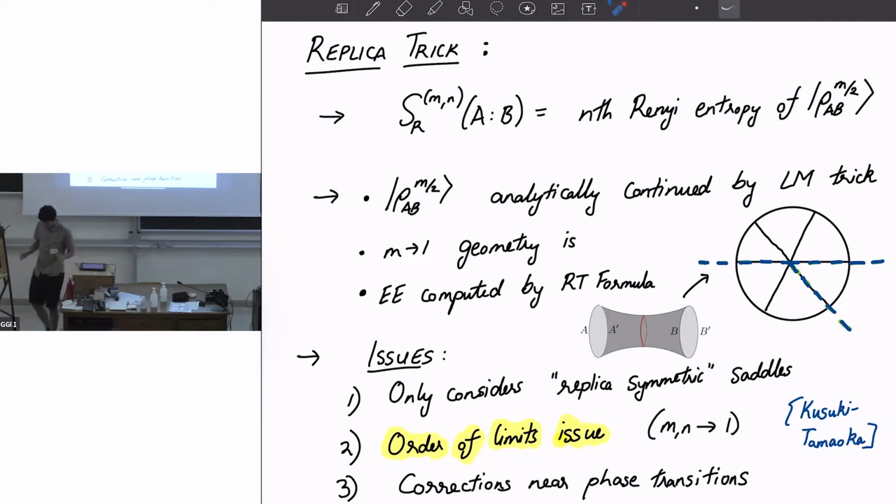And so what I'll be telling you largely today is that this issue also arises in a lot of toy models, and there we can really understand why this issue shows up. And briefly, the issue would be that we're sort of considering a limited class of saddles, and there's more saddles that we should really be considering. Once you consider those new saddles, this issue can be resolved.